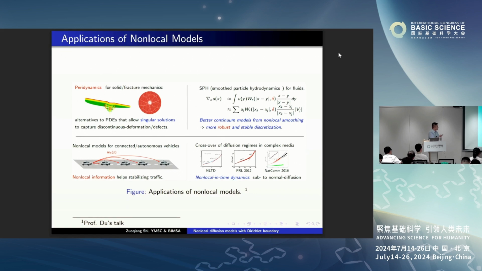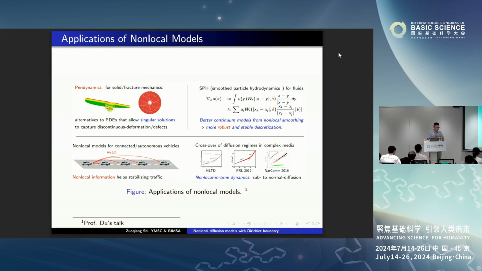As mentioned in Professor Zhou's talk on Monday, non-local models have many applications. This is one slide I borrowed from Professor Qiang Du's talk. He mentioned that, for example, non-local models have an important application in peridynamics. Roughly speaking, solid mechanics has very beautiful PDE models to describe it. But when a singularity emerges, for example when the material cracks, the PDE models fail to describe the propagation of the crack. Then we need to use the so-called non-local models, which is peridynamics.